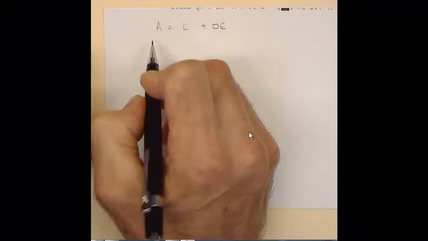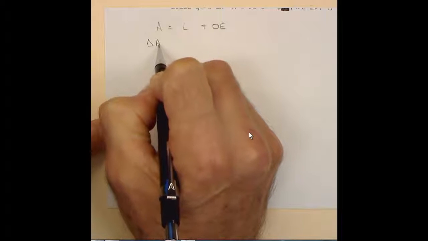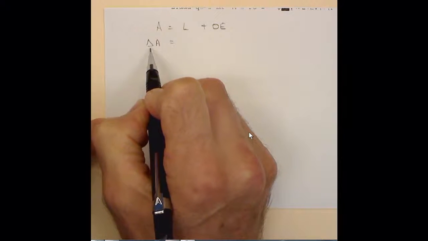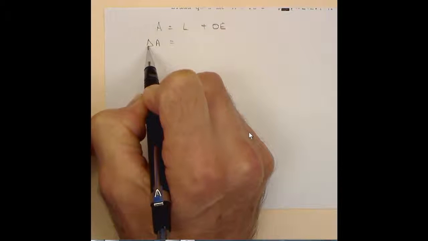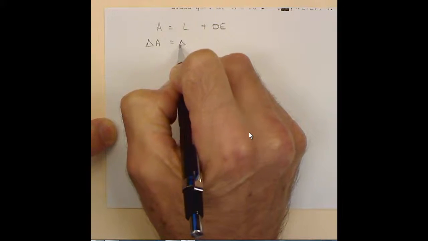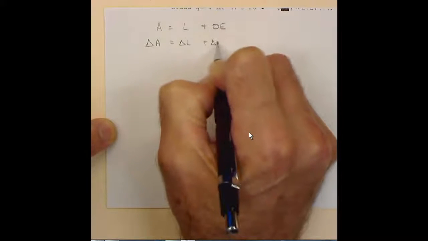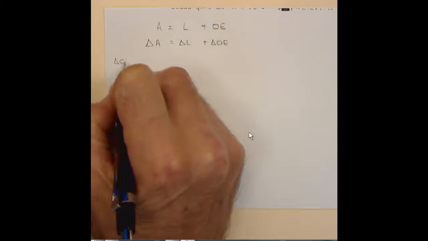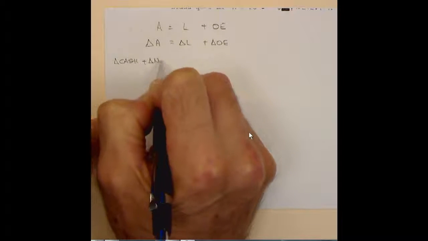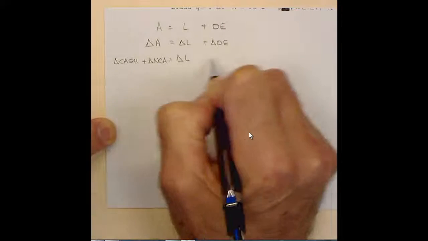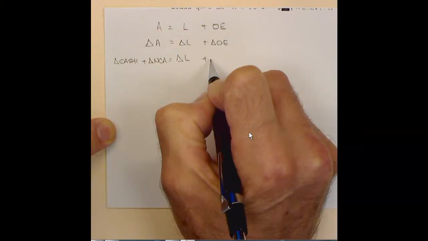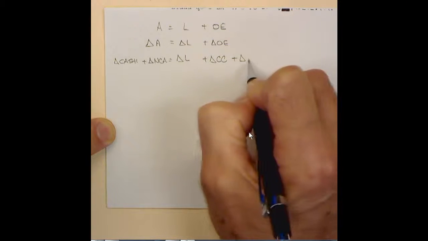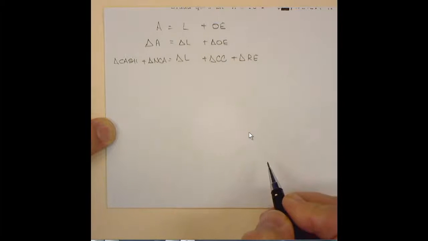The algebraic representation looks something like this. If we would do the same operation on both sides of an equation, we don't change the equality. So, for example, if we take the change in the assets and this delta represents change, the equality would hold true if we would take the change in liabilities plus the change in owner's equity. Expanding the change in assets to the change in cash plus the change in non-cash assets, we would get the change in liabilities, and expanding the owner's equity, we would have the change in contributed capital, that would be common stock, plus the change in retained earnings, that would be the earned capital.